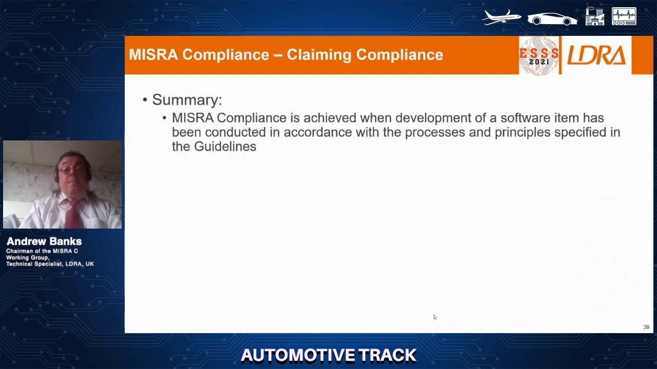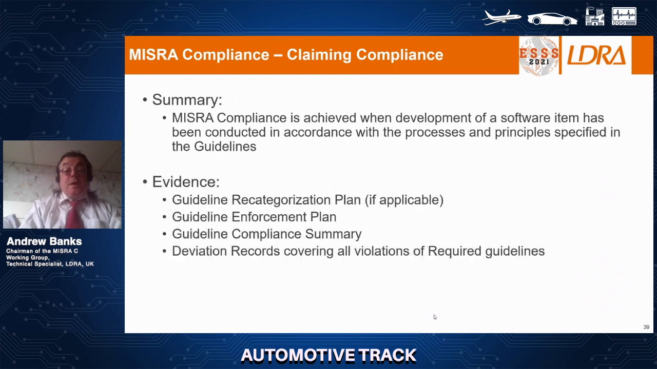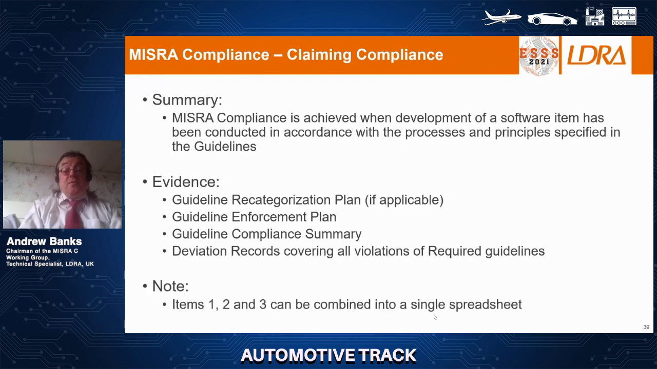So compliance can be achieved when you've followed the guidelines. And the evidence, and if somebody says I'm compliant, this is what you ask for. A recategorization plan, if applicable. The enforcement plan, how they've enforced the rules. The compliance summary, how well they've checked the rules. And the deviation records. And before people say that's a lot of bureaucracy, the first three is a single spreadsheet.